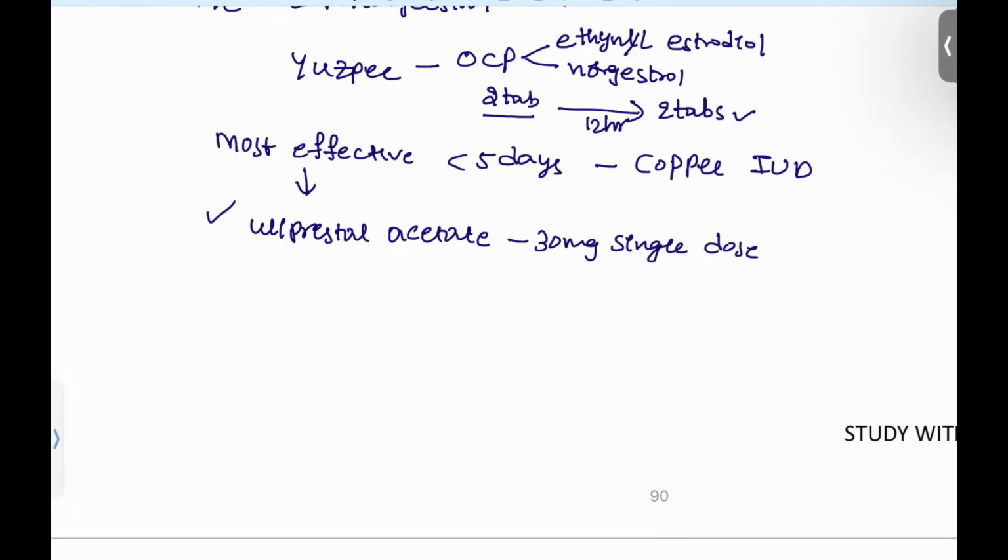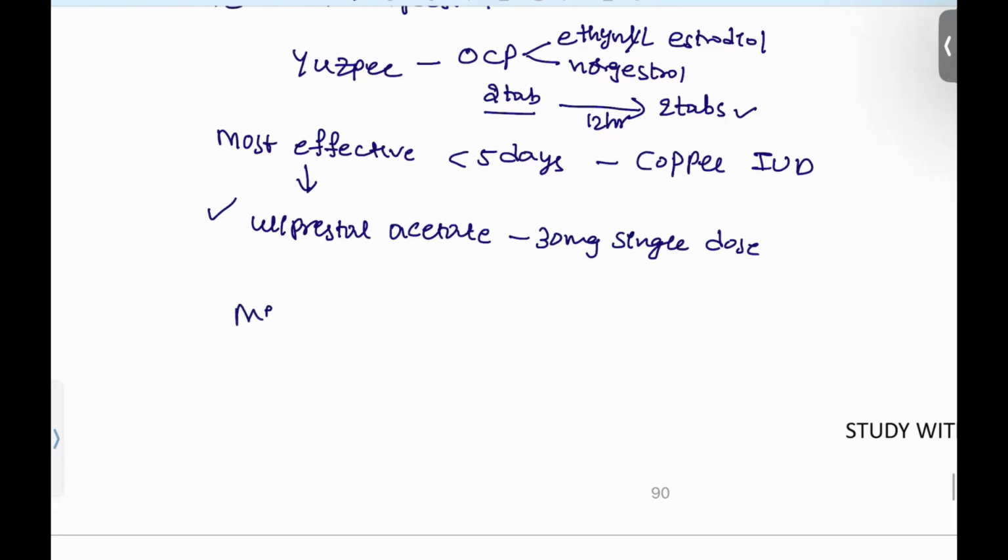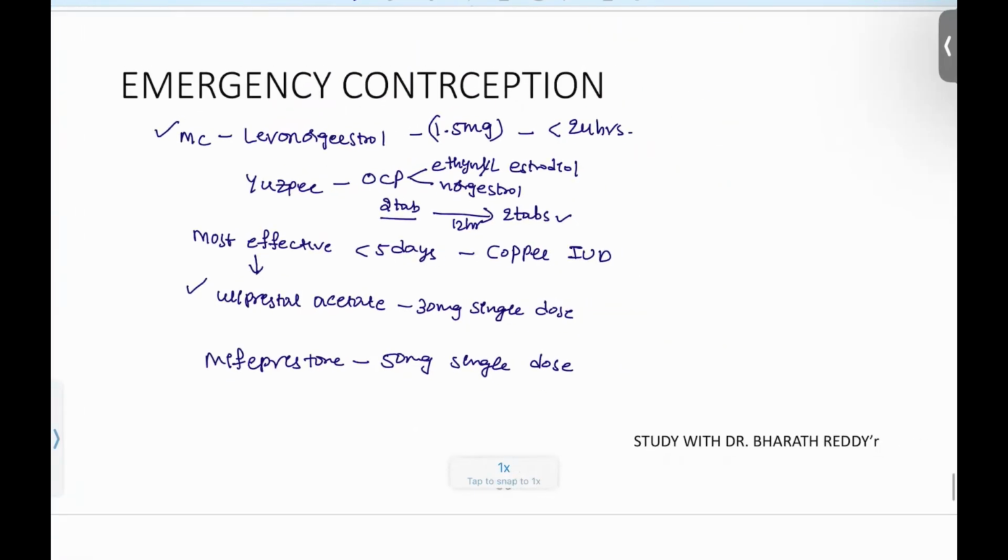Okay, this can also be most effective. And another one is mifepristone. This is the 50 mg, again given as a single dose. Okay, these are the emergency contraception methods, very important for the examination.